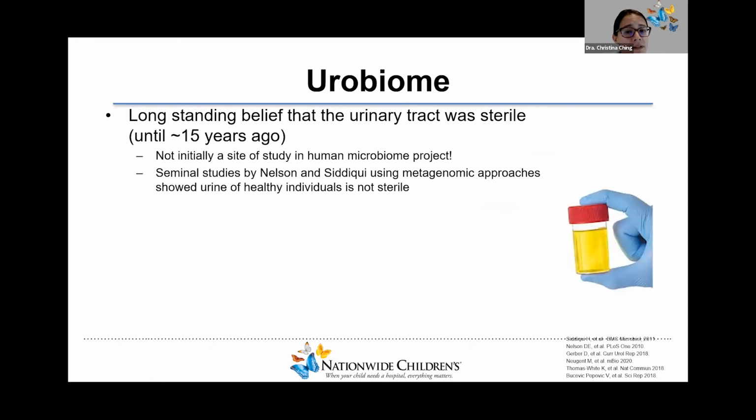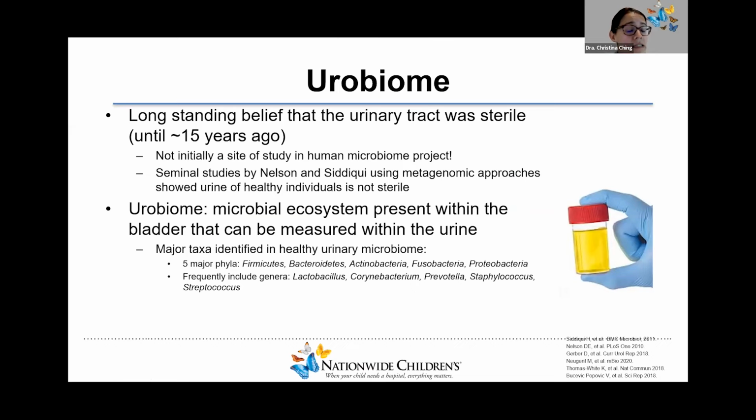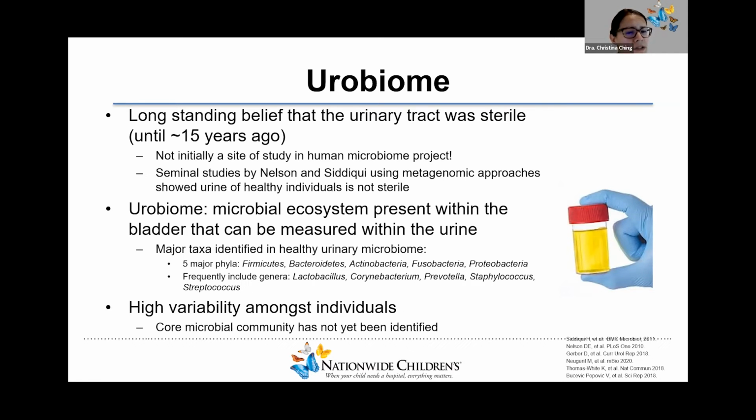There is a long-standing belief that the urinary tract was sterile until about 15 years ago. This led to the urinary tract not actually initially included as a site in the study of the Human Microbiome Project. However, some seminal studies using metagenomics showed that the urine of healthy individuals is not sterile. This led to identification of the urobiome, a microbial ecosystem present within the bladder that can be measured within the urine. There are some generalizations of major taxa identified in the adult urobiome, but there's high variability amongst individuals with no core microbial community yet identified.